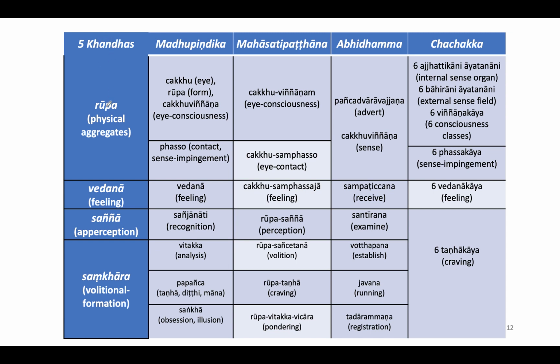Here are the five Khandhas: Rupa, Vedana, Sanya, Samkhara. And this is from Madhupindika Sutta, Mahasatipatthana Sutta, Abhidhamma, and Chachaka Sutta. When you read all these suttas, you can find a common scheme for cognition. It starts from sense organ and sense object, contact, and it progresses to Vedana, Sanya, Samkhara.